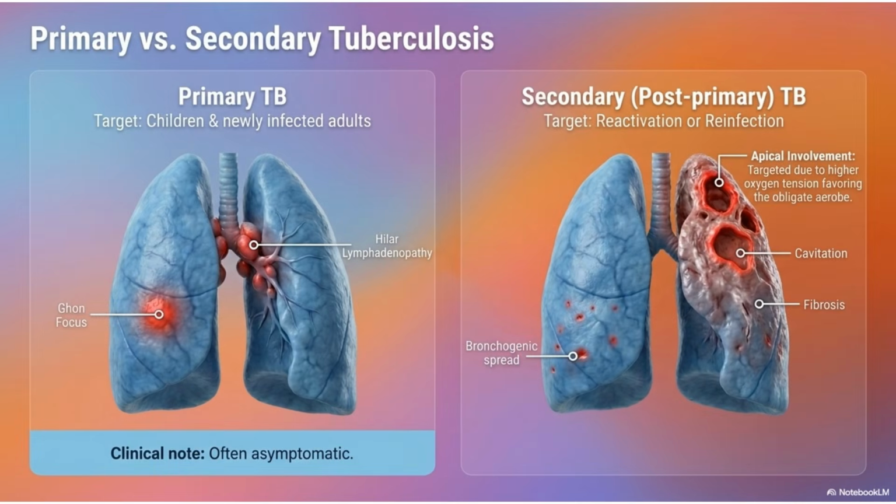Tuberculosis presents differently depending on the stage. Primary TB often affects children and newly infected adults, frequently remaining asymptomatic. Secondary or post-primary TB results from reactivation or reinfection, typically targeting the upper lobes of the lungs, where oxygen levels favor the growth of the bacteria.